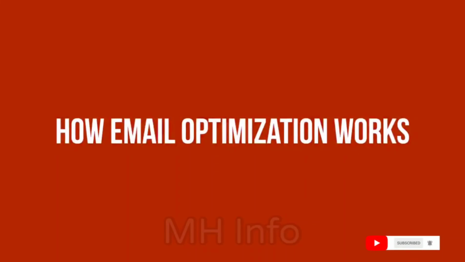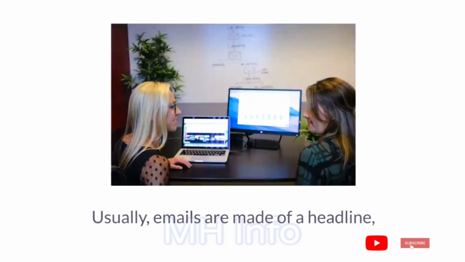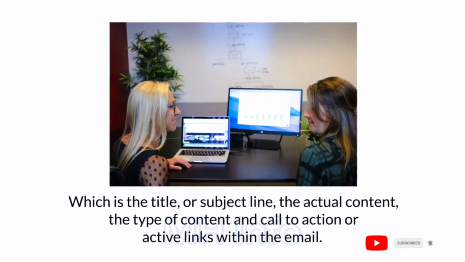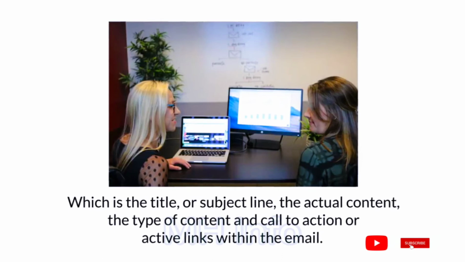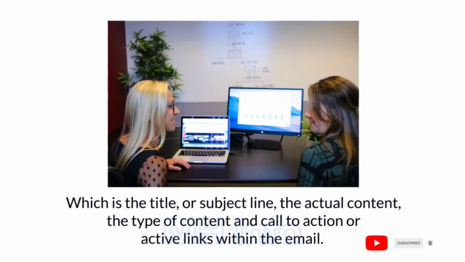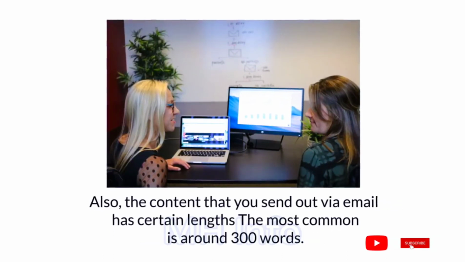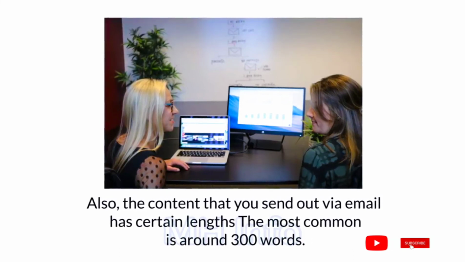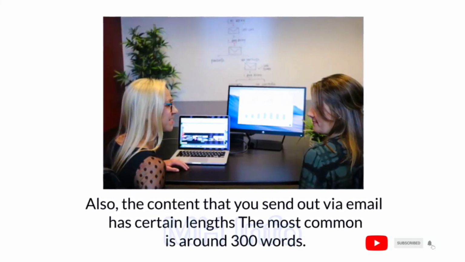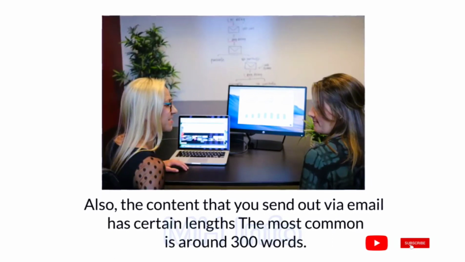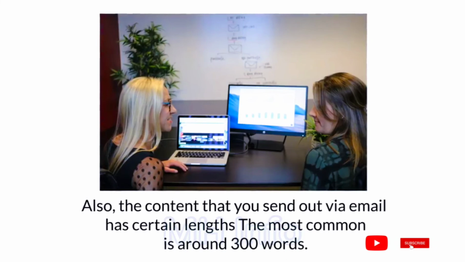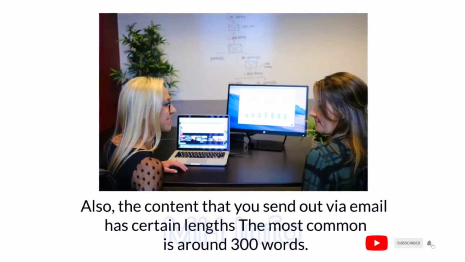How email optimization works. Break down your emails into elements. Usually, emails are made of a headline, which is the title, or subject line, the actual content, the type of content, and call to action or active links within the email. Also, the content that you send out via email has certain lengths. The most common is around 300 words. Some email lists send out very long emails. We're talking about over 1,000 words. Others send very short emails that consist of barely a few lines.